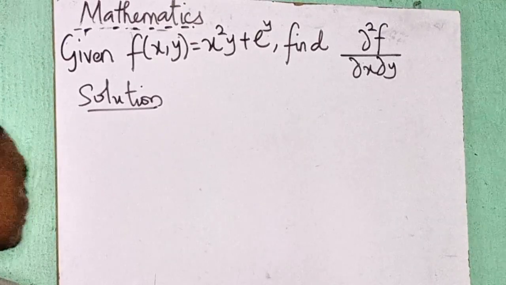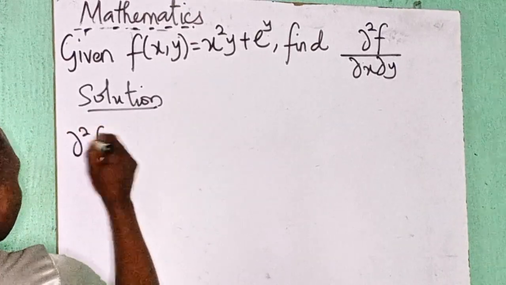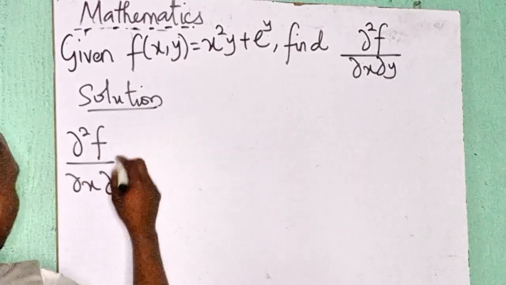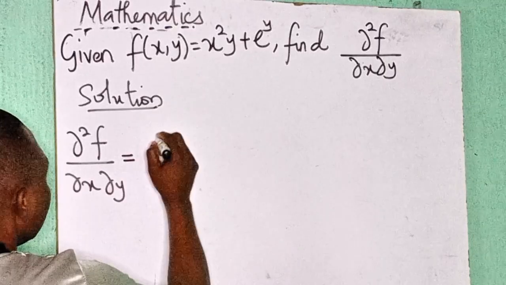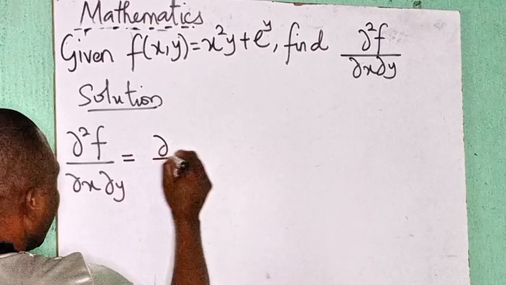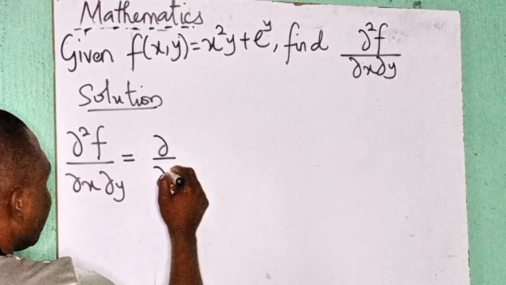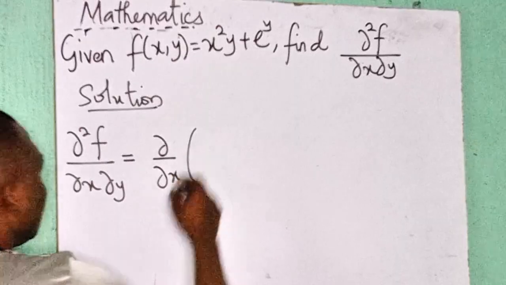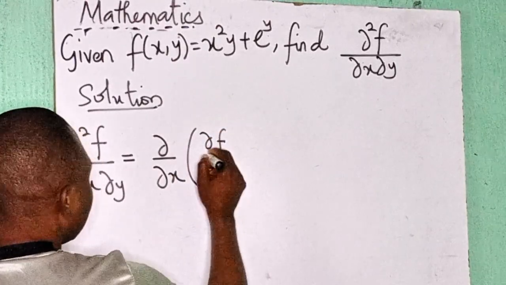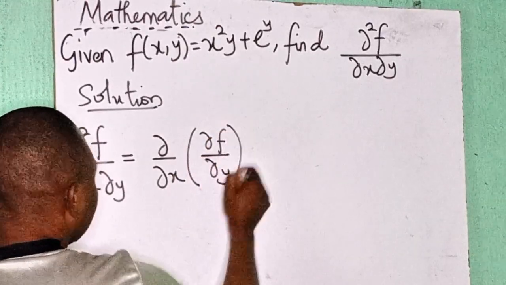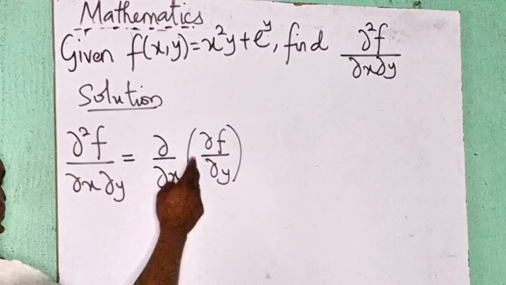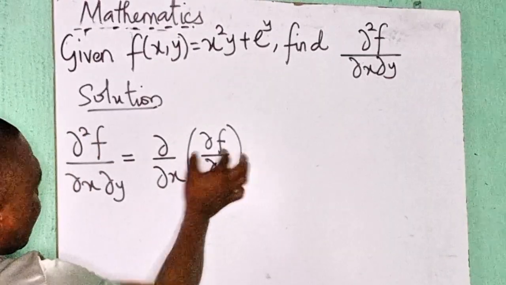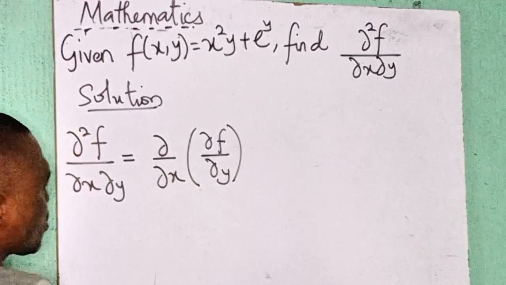Now, to rewrite this particular question, follow me as I rewrite this. This is equal to del over the partial derivative of x, brackets open, the partial derivative of f with respect to y. So this is the same thing as this. Is that clear? Now let's take them one by one. Let's first of all find the partial derivative of f with respect to y.